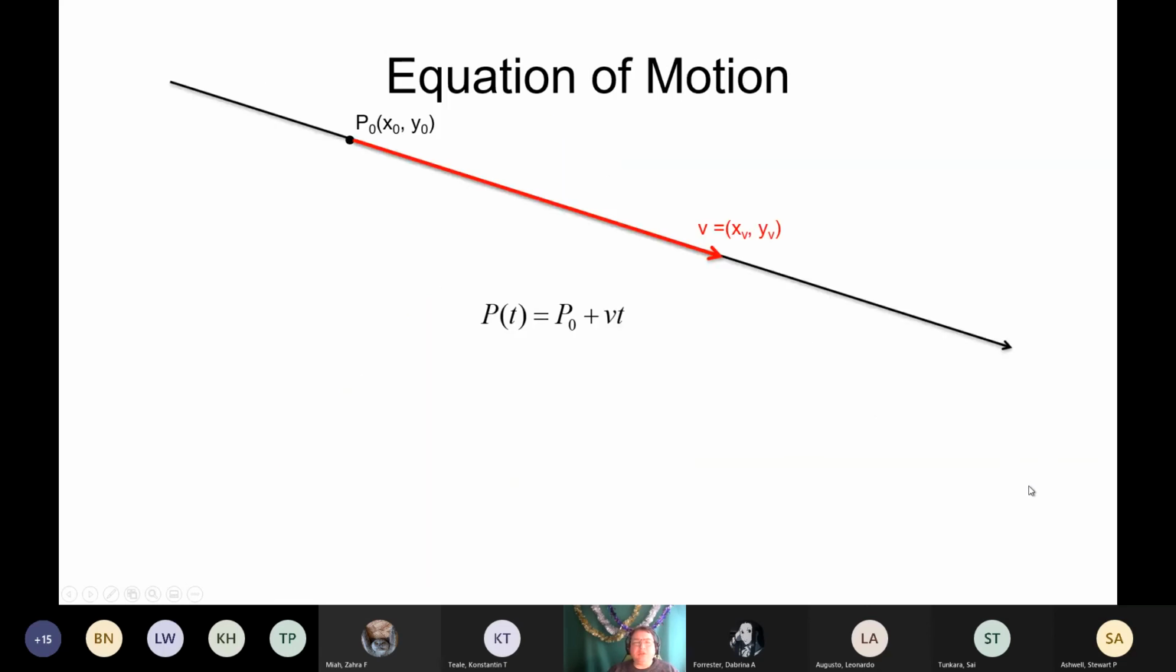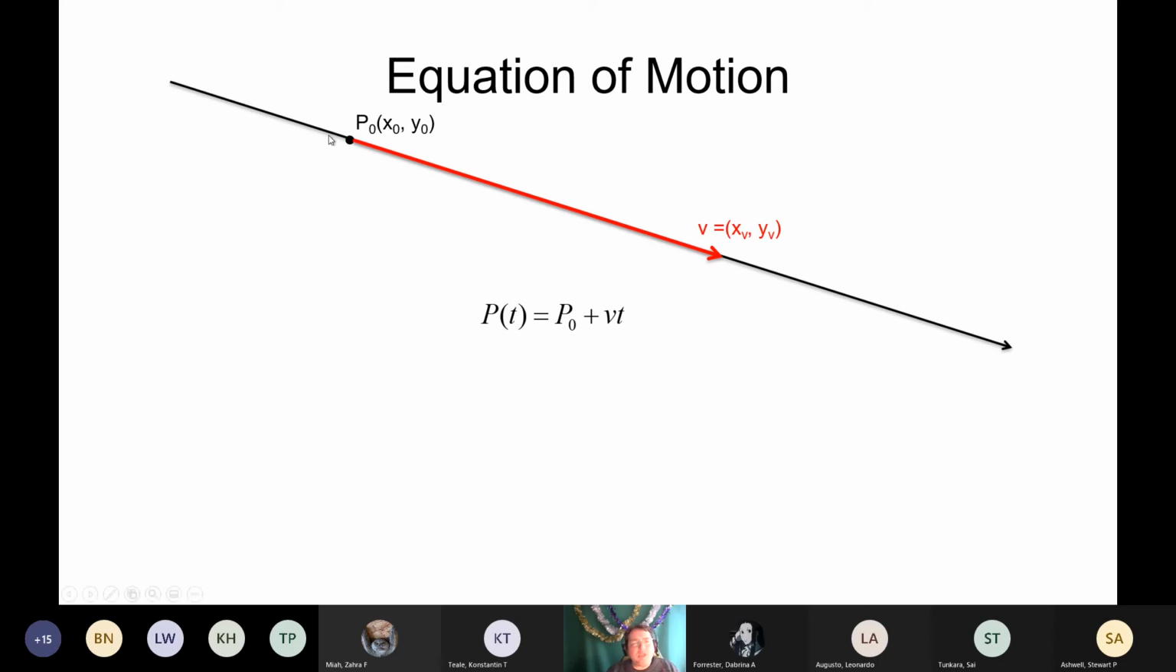Next topic is equation of motion. Equation of motion looks like this. That's an entirely vector formula, and it takes three things. Okay, the first thing is P0. P0 is the initial position of a moving object.